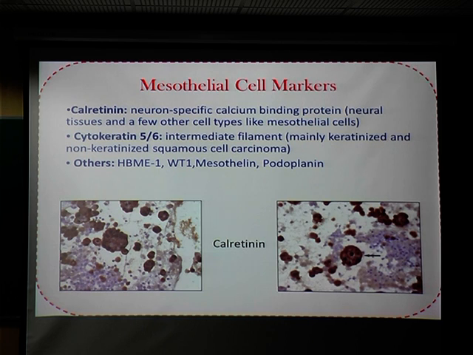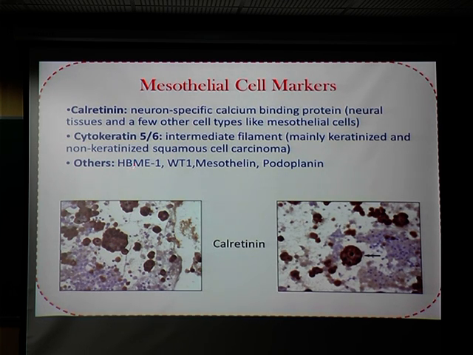Now, the first thing that you would do in this case is confirm whether the cells in question are mesothelial cells or not. So, we apply the calretinin. It is a neuron-specific calcium-binding protein. Neural tissues and few other cell types like mesothelial cells take a positive stain. You do a cytokeratin 5-6. These are all positive.